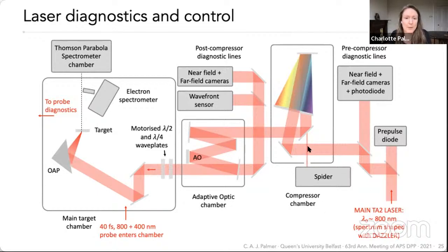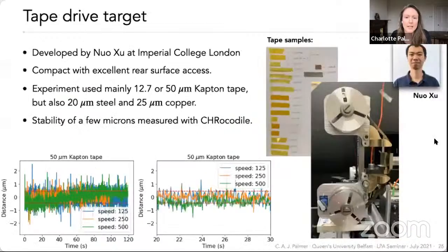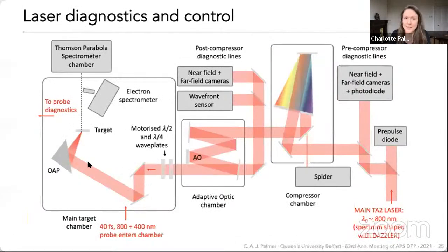After compression, we also have a pick-off through a thin window and to a SPIDER diagnostic to get the temporal profile of the beam. And then we have an adaptive optic in this chamber to control the wavefront, with another set of leakage diagnostics that provide on-shot measurements of the wavefront, the laser pointing, and also a post-compression energy measurement, so for any losses in the compressor. After that, it does go into the main chamber, and then we have a relatively simple beam path that just goes through 2 wave plates to give us control over polarization, and then focus down onto the target here.